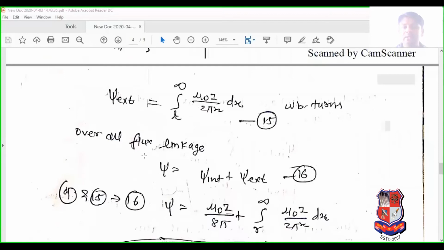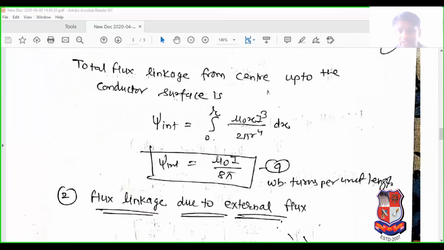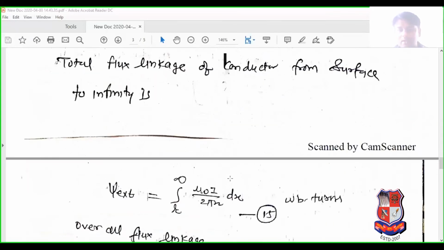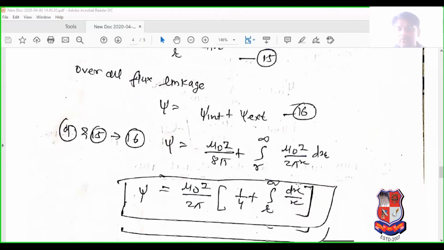Now finally we will calculate the overall flux linkage, which is the combination of external plus internal flux linkage, right? Psi is equal to psi internal plus psi external. Internal we already calculated, the internal is mu 0 I upon 8 pi. External is mu 0 I upon 2 pi x into dx.